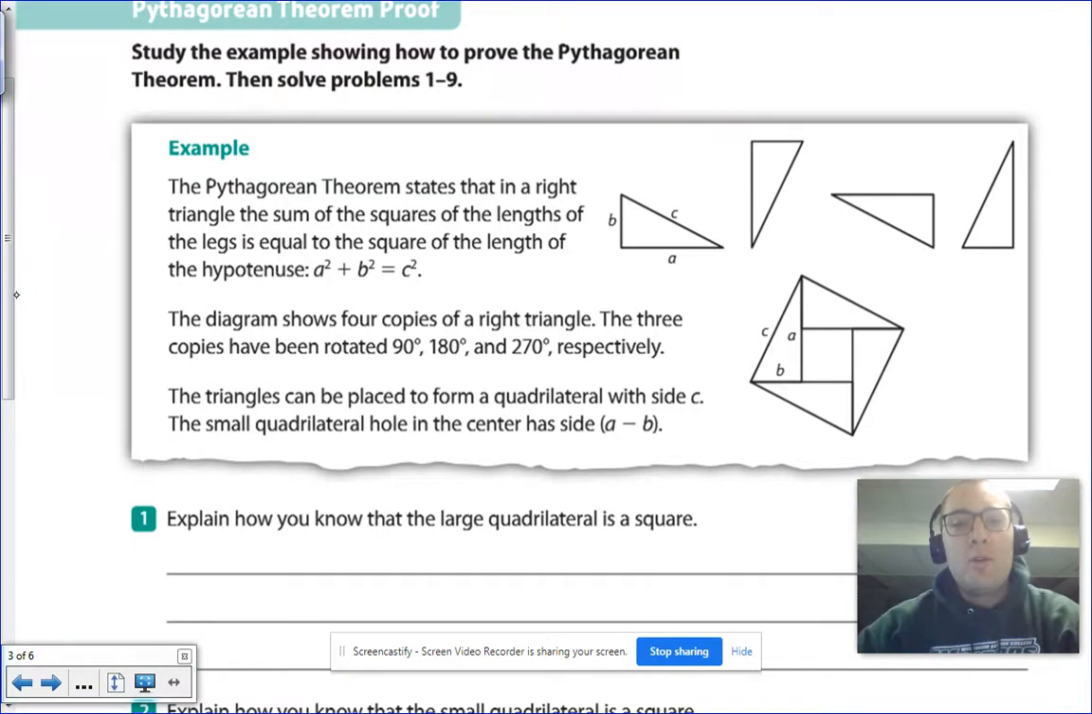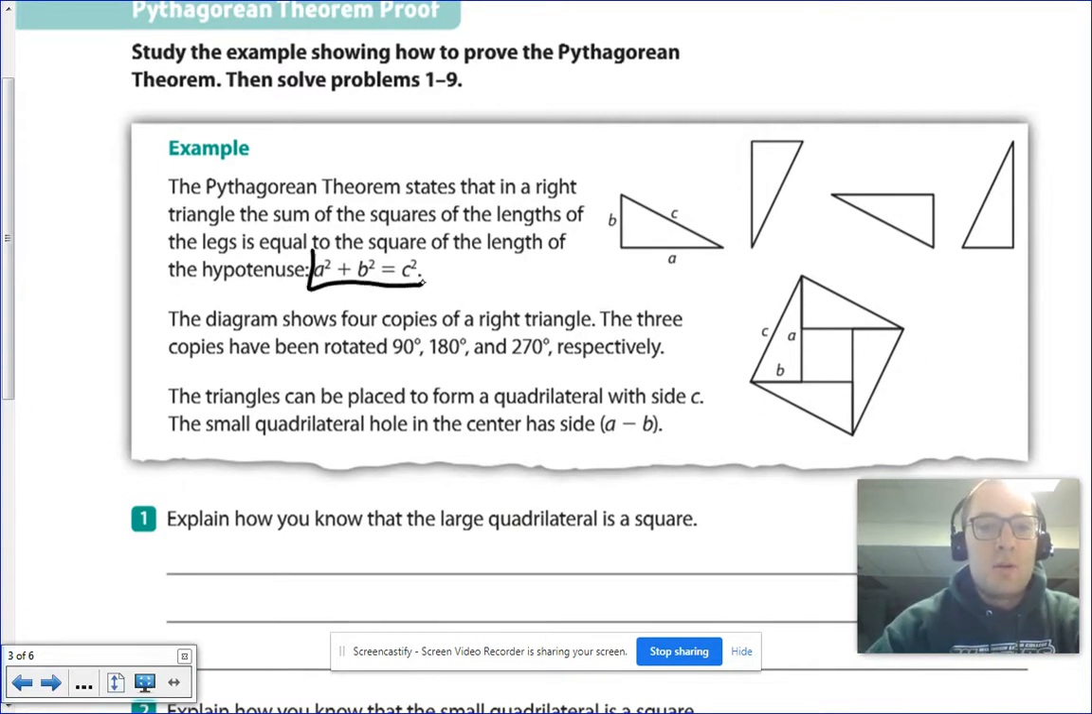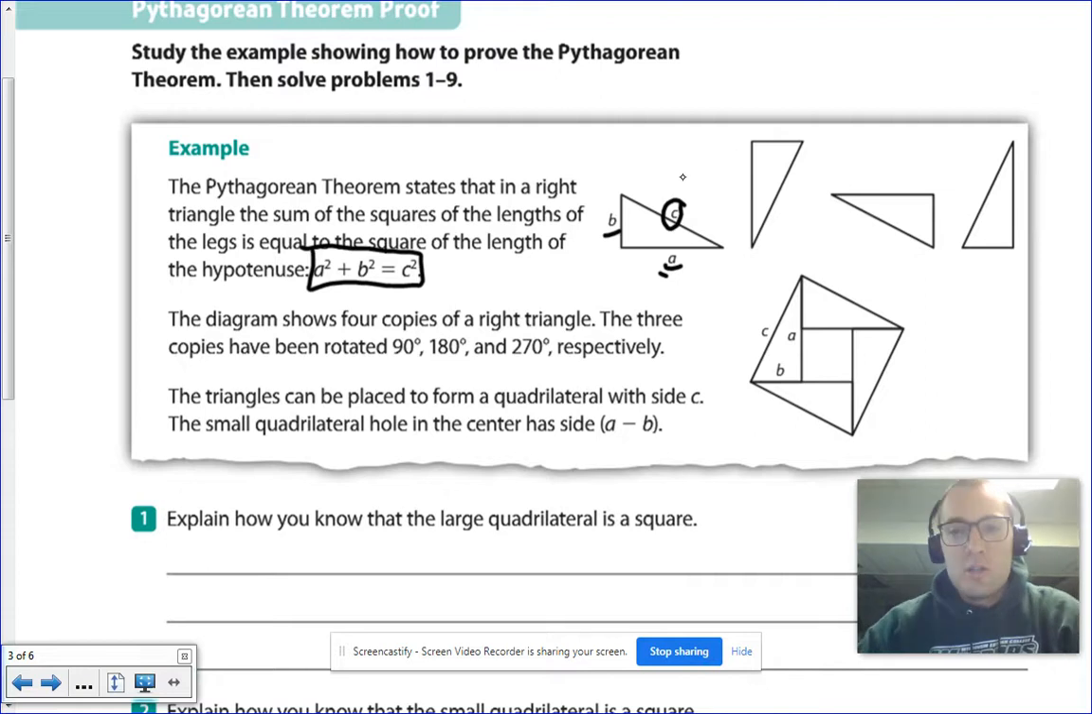It says the Pythagorean theorem states that in a right triangle, the sum of the squares of the lengths of the legs is equal to the square of the length of the hypotenuse. In other words, a squared plus b squared equals c squared. Okay, and a and b are always the two smaller sides of a right triangle, and c is always the largest side, which is the hypotenuse. It also happens to be across from the largest angle, which is the right angle.